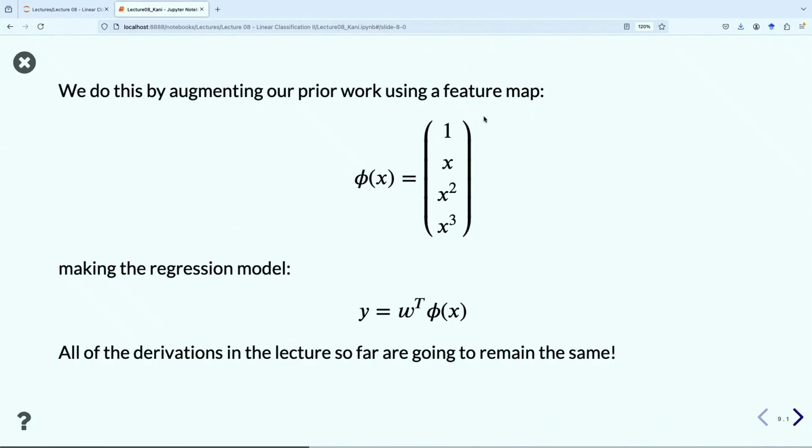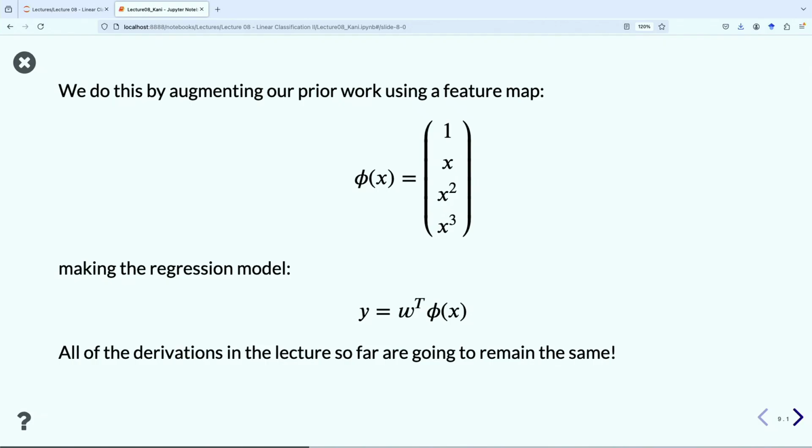Basically we have this concept of a feature map, and the feature map is the combination of a bunch of different functions. With polynomial fitting, the feature map is simply a combination of a bunch of polynomials like so. And then we can make the regression model the fitting parameters that we will modify and optimize for, times the feature map. Doing this allows a lot of things that we did in the previous lectures to remain the same. We're going to come to that in a minute.